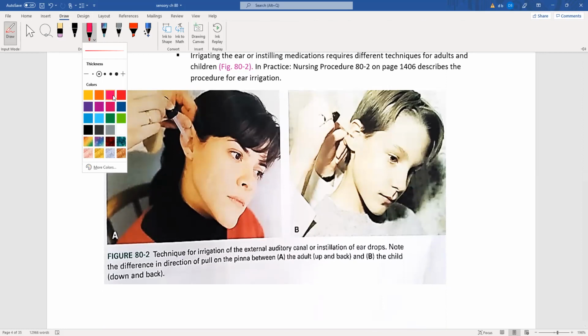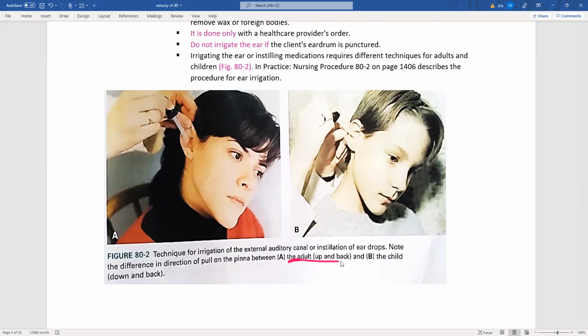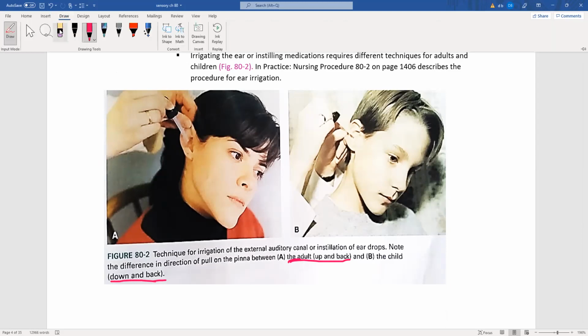This pink. Is that pink? Yeah, that's pink. Adult, up and back. Child, down and back. What happened? The child is down and back. What is this all about?